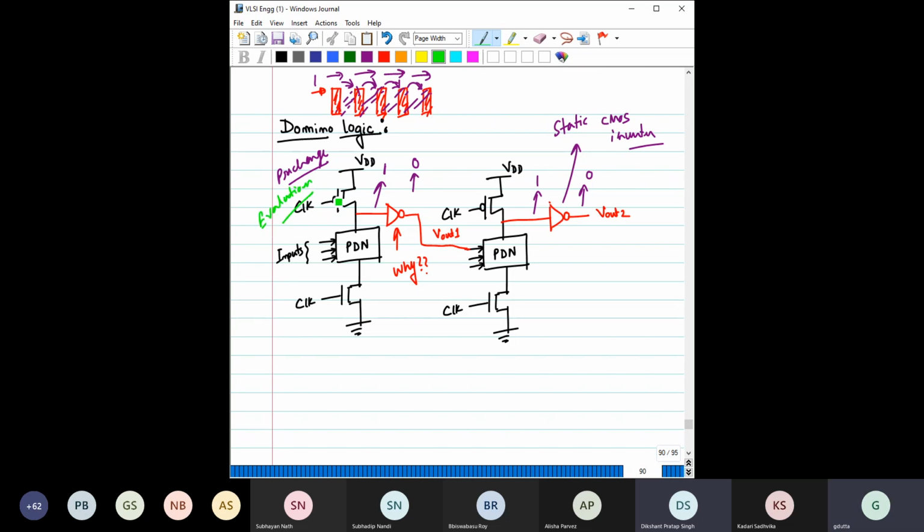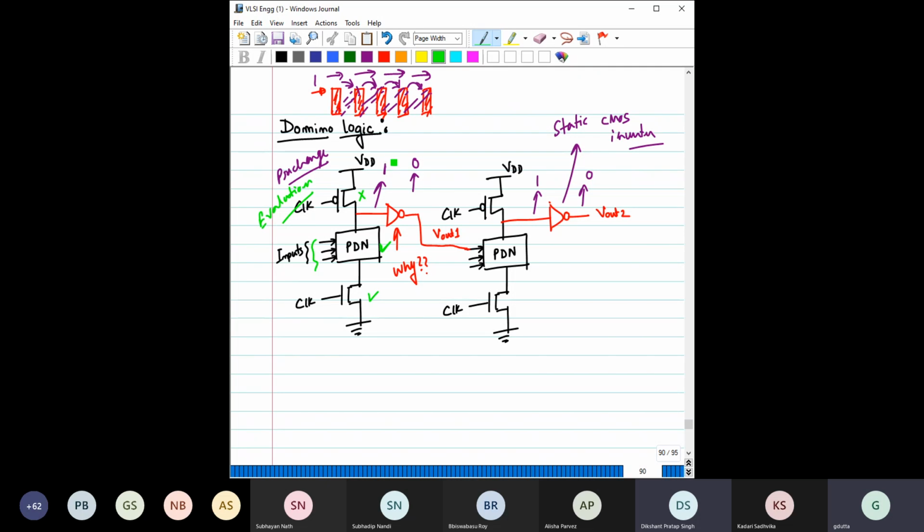Okay. So during the evaluation phase, this transistor is off, this transistor is on, and say the input combinations are like that, the whole input combination is also 1. Means this complete pull down network is 1. That means this capacitor now can discharge. So this capacitor means here the capacitor of this input inverters. Okay, this can discharge. So when it discharges, what will happen?